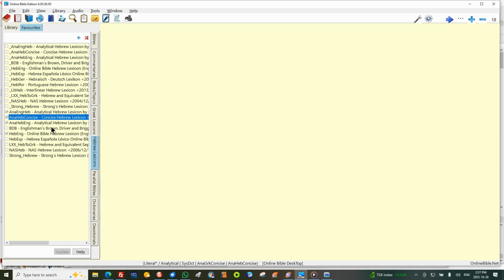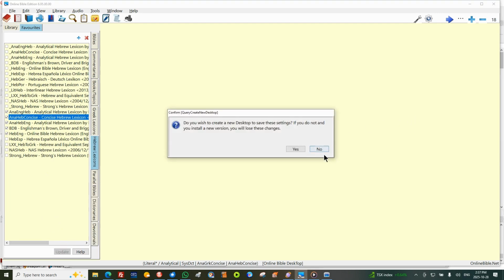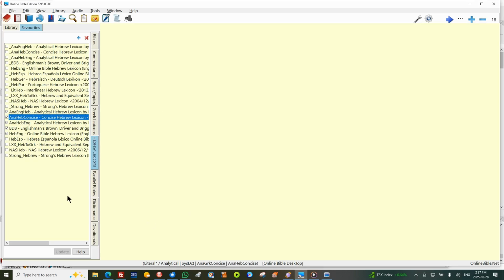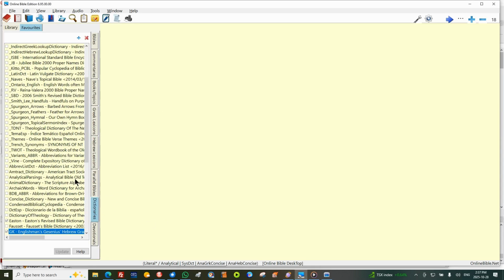And for the Hebrew, we selected all the ones that come with the Analytical Bible, and we selected Brown Driver Briggs also. And let's say no on that one. And on dictionaries, we selected the Hebrew dictionary that explains Hebrew words. And I'm just going to X that out.